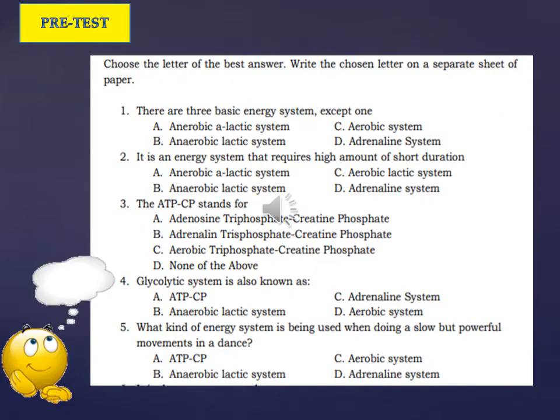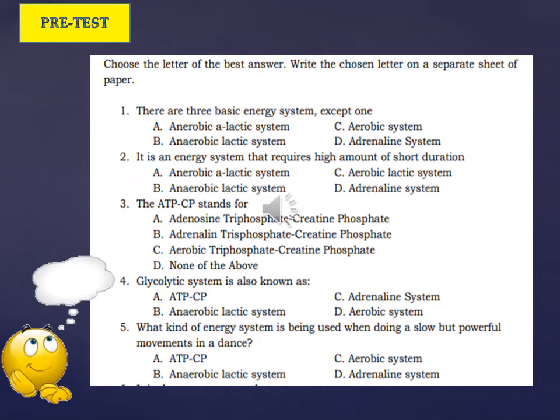But before we're going to learn the module, you have to answer first the pre-test section of this module. This is a 10 items pre-test, all in multiple choice. You have only choose the letter of the best answer and write the chosen letter on a separate sheet of paper or in your yellow big notebook. So, let's start. Number 1.